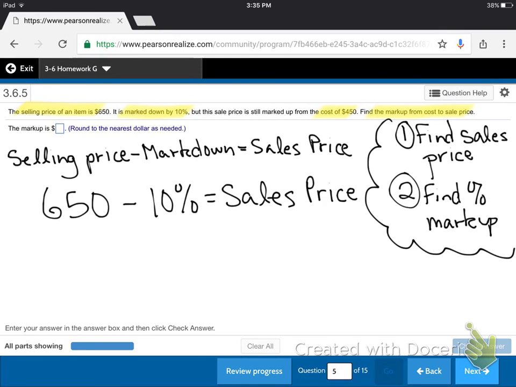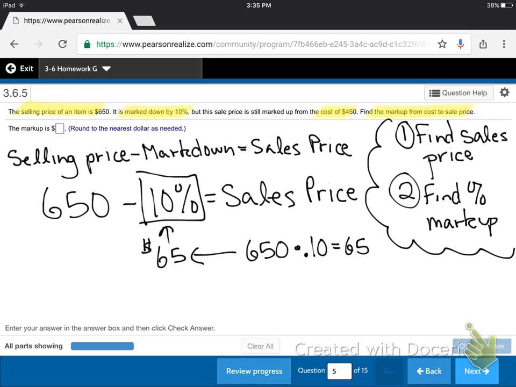So we're going to plug in what we know. 650 is my selling price. 10% is the markdown. Sales price is what we're looking for. So what's 10% of 650? 10% of 650 means 10% times 650, so 650 times 0.1, which is $65. So 650 minus that $65 markdown gives me a sales price of $585. Now that we know we have a sales price of $585, we need to find the percent markup.